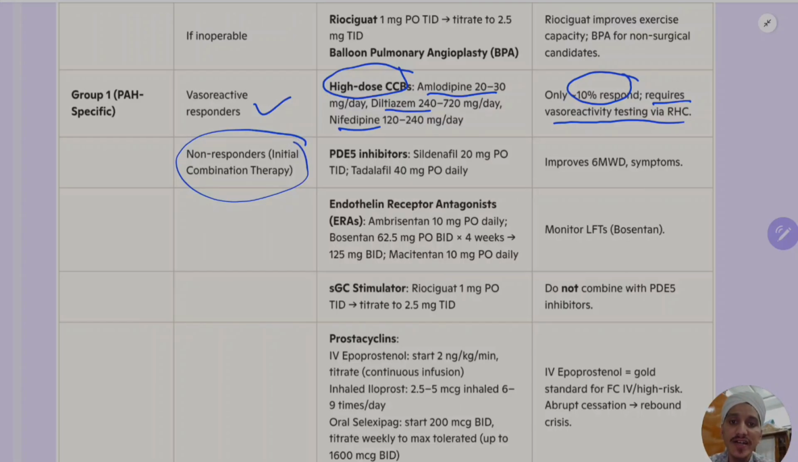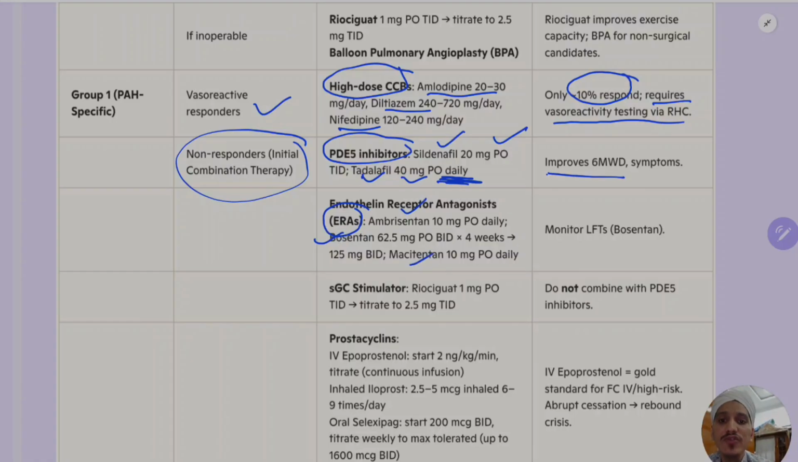I said if they are low or intermediate risk, PDE5 inhibitor and endothelin receptor antagonist. PDE5 inhibitor: sildenafil 20 mg TID, tadalafil 40 mg once daily you can give. This will improve the 6-minute walking distance and symptoms. Endothelin receptor antagonist: there are 3, ambrisentan, bosentan, and macitentan.